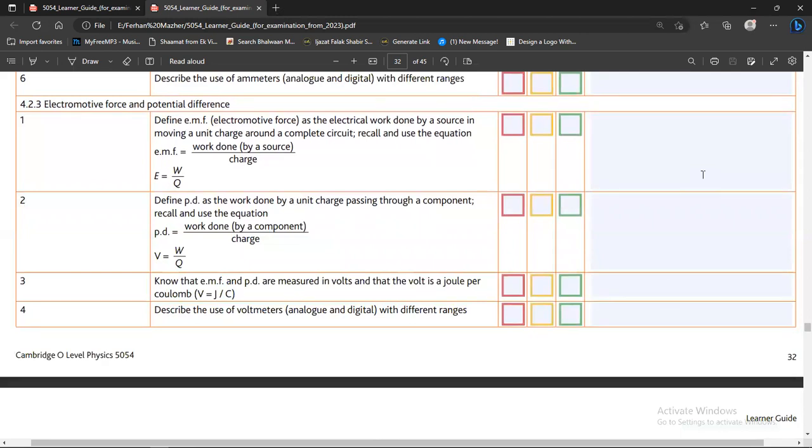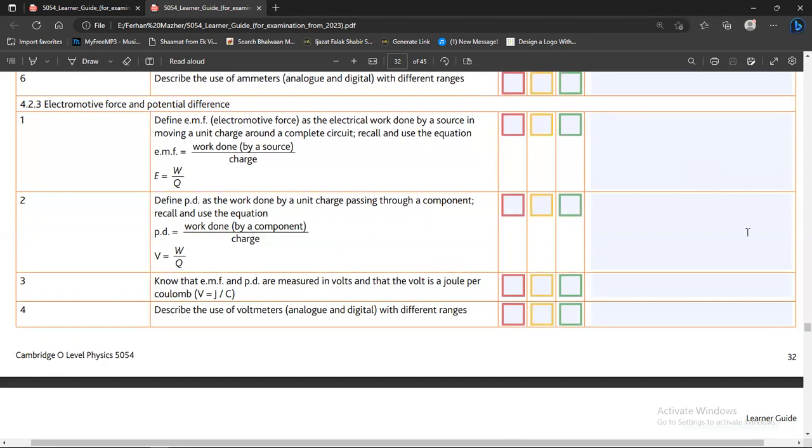Define potential difference as the work done by a unit charge passing through a component. Recall and use the equation: potential difference is equal to work done by a component divided by charge, V equals W divided by Q.